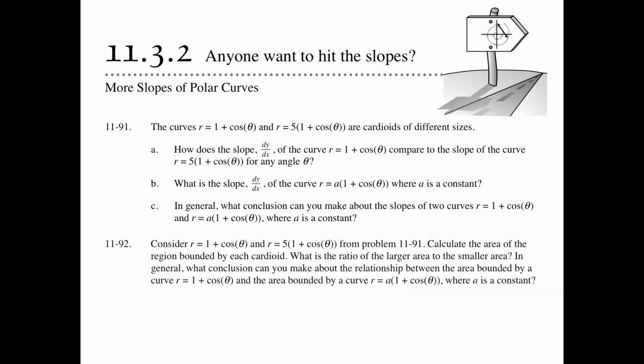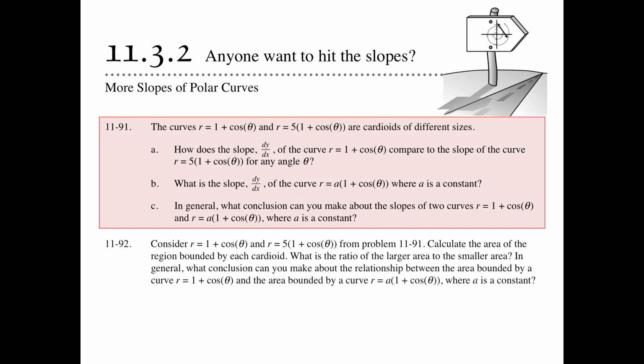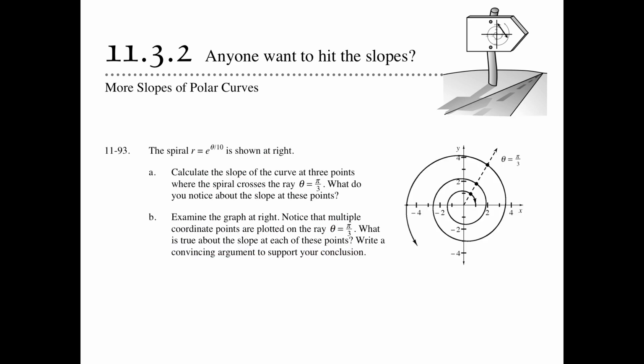The remaining problems in this lesson add a bit more context than the previous one. In problem 11-91, students generalize patterns about the slope of cardioids that differ by a constant, and in 11-92, they'll generalize patterns among the areas of the regions contained by the same family of cardioids. Problem 11-93 guides students towards recognizing that tangent lines along the same ray of a spiral will be parallel to one another, and so they can be shown to have the same slope.